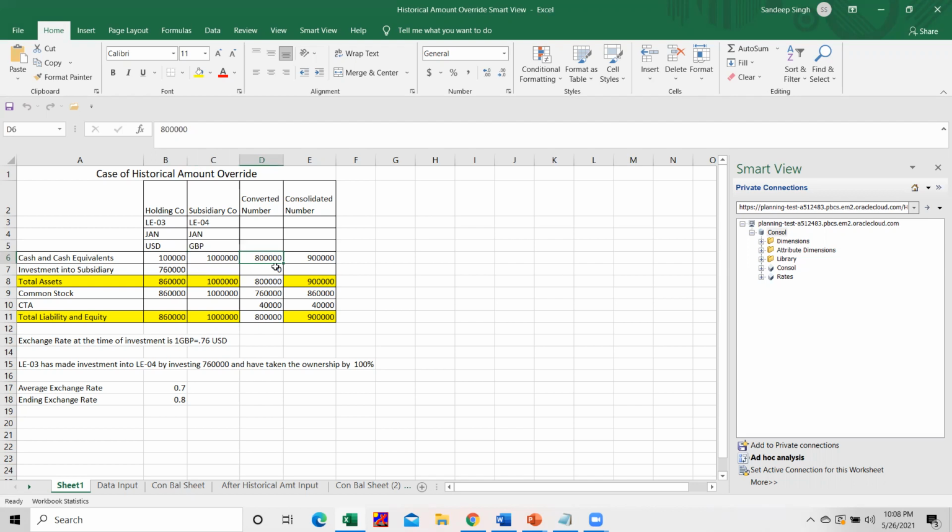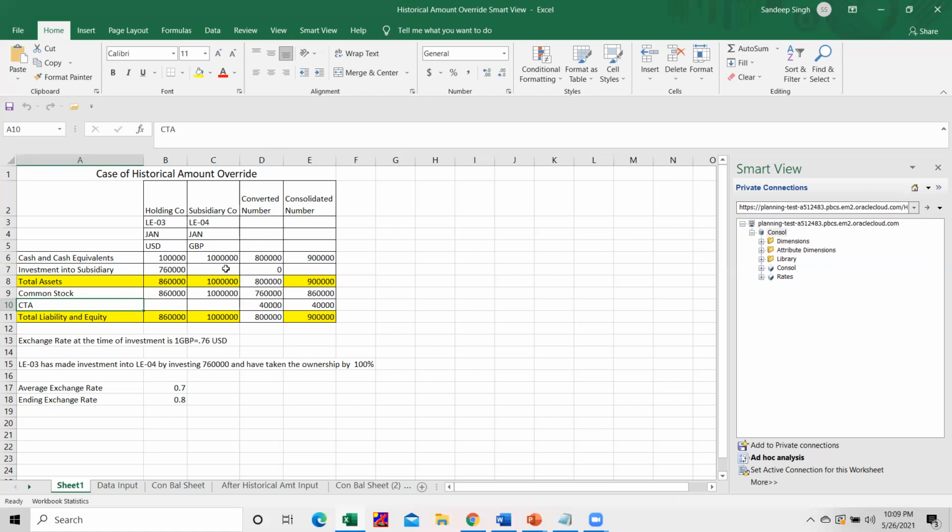For cash and cash equivalent, the ending exchange rate is applied, so we are getting 8 lakh. Common stock is a historical account, therefore the historical rate is applicable, and that is 0.76. Therefore the common stock number is 7,60,000. The difference between the asset and the liability gets stored into the CTA account. This is called currency translation adjustment. So we have converted the subsidiary number into USD.